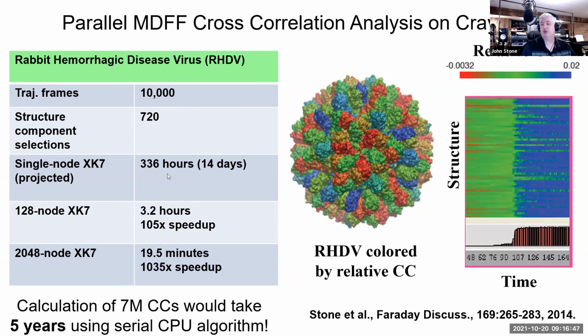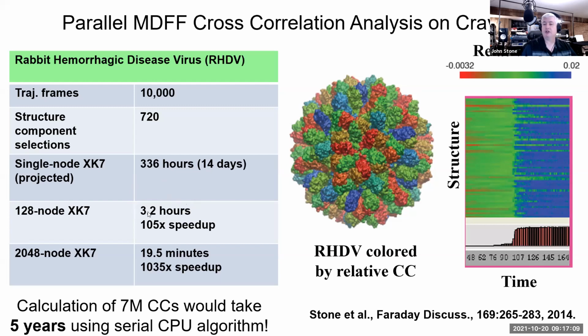If we use a new GPU accelerated algorithm that we developed in VMD, we can take that 5 years and bring it down to 14 days. So using the power of GPUs, we get a tremendous speed up. But even with the GPU, we'd want it to go faster yet. So 2 weeks is better than 5 years, but we want it to go faster yet.